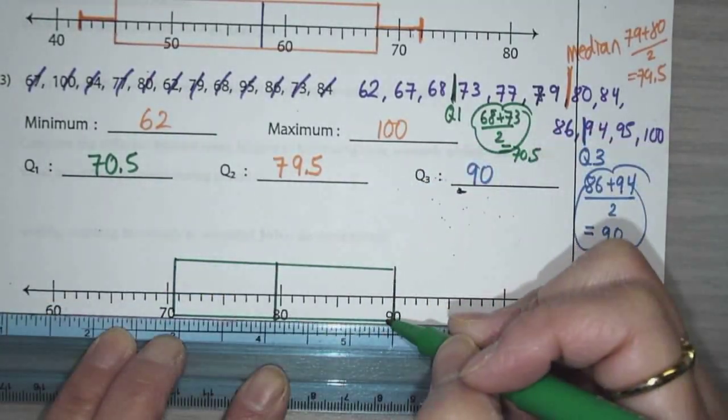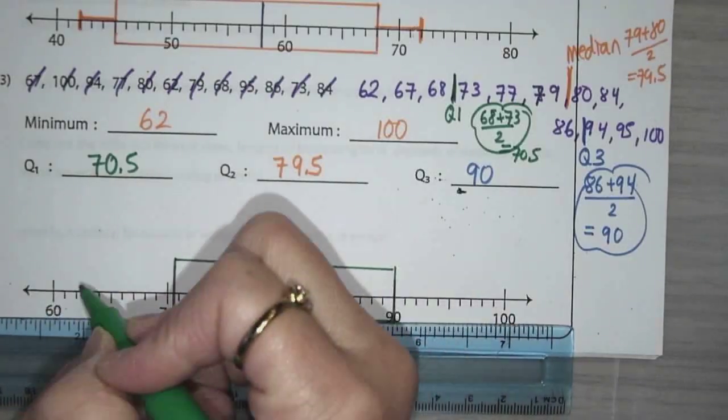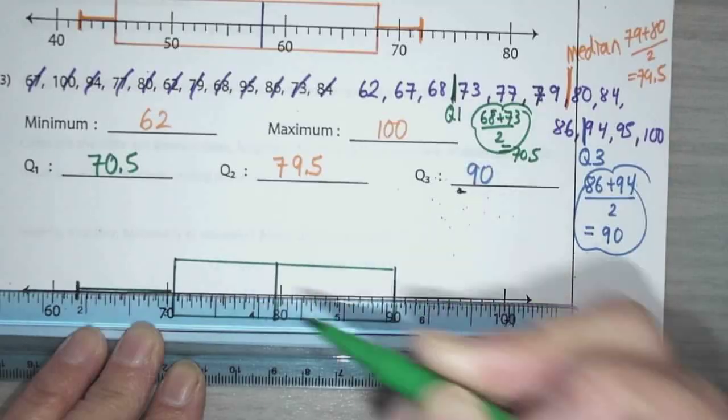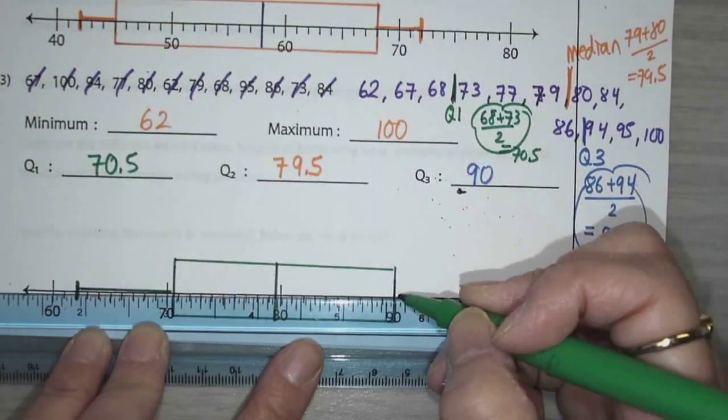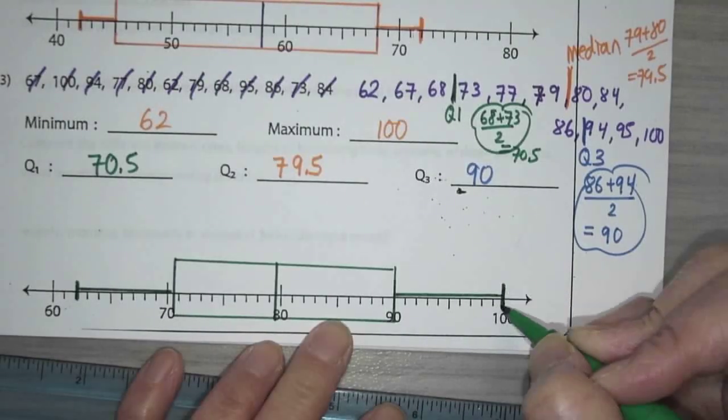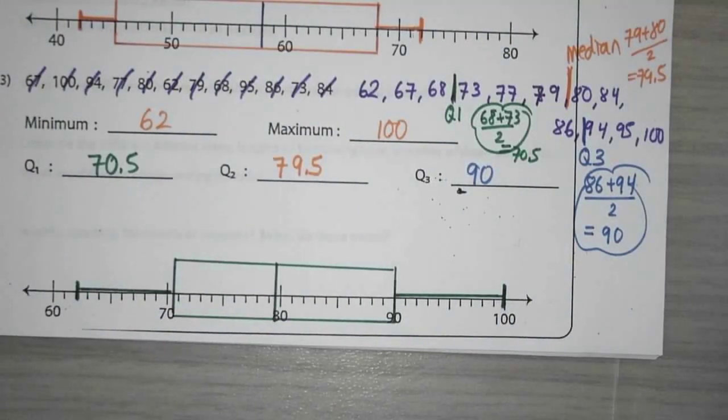Right, now we've done this a few times. My whisker goes all the way to 62. And this whisker goes all the way to 100. Okay, so hopefully that makes sense. And that's my box and whisker plot.